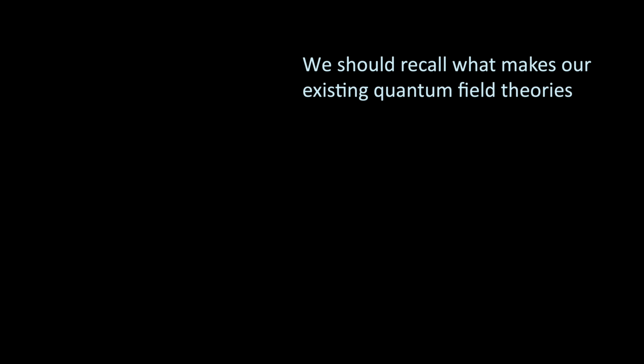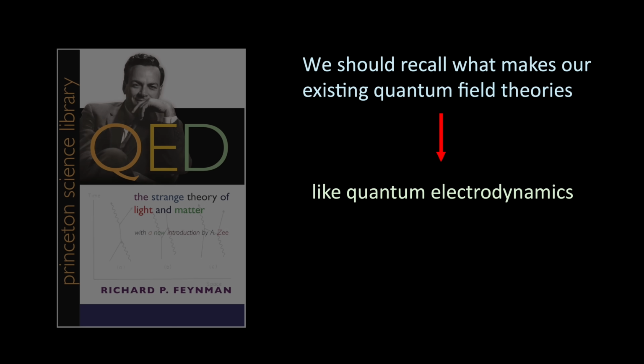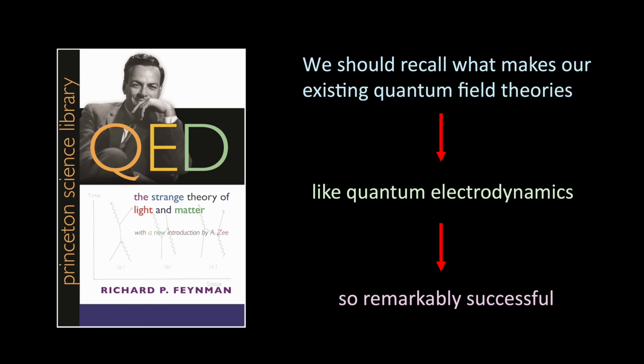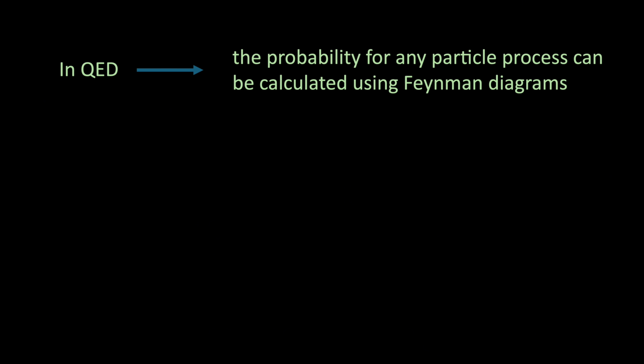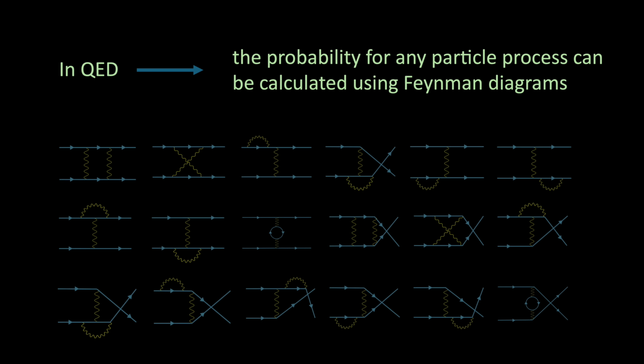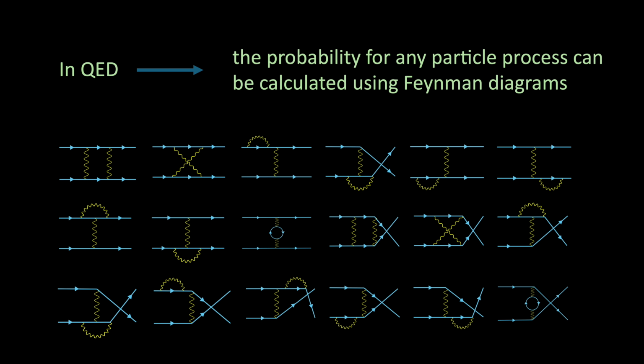To begin with, we should recall what makes our existing quantum field theories, like quantum electrodynamics, so remarkably successful. Let's start with a simple example. In quantum electrodynamics, or QED for short, the probability for any particle process can be represented and calculated using Feynman diagrams. These diagrams encode information about the possible ways that a process can occur.